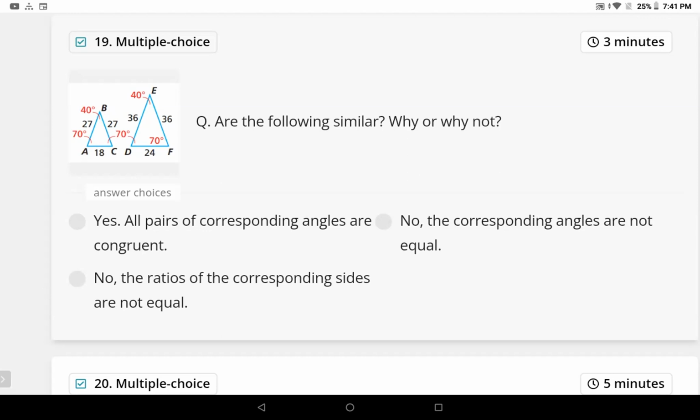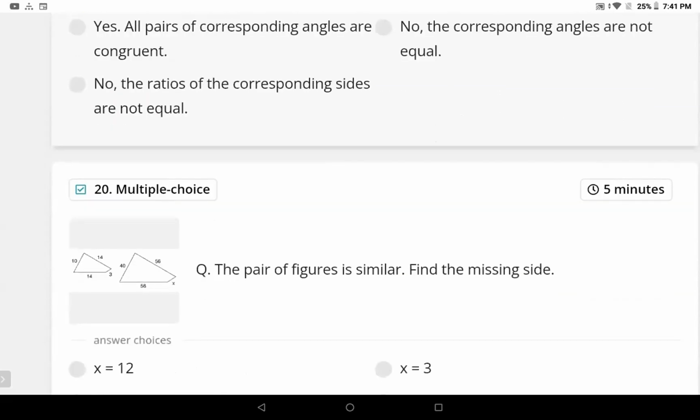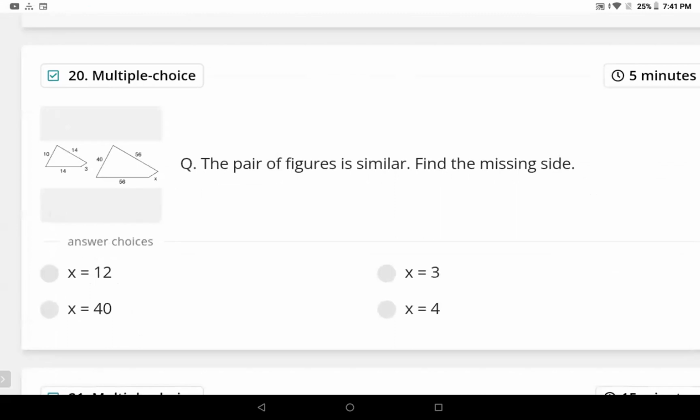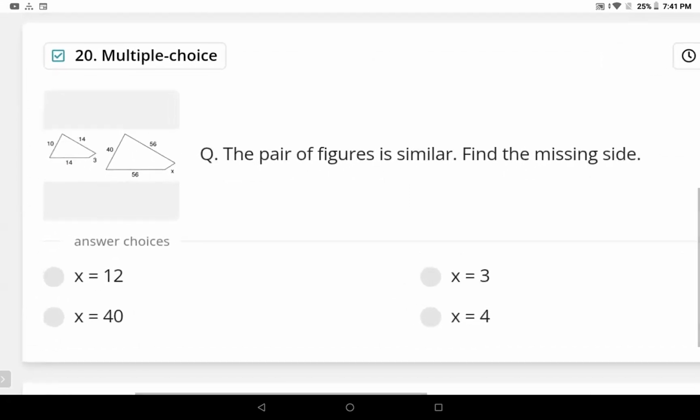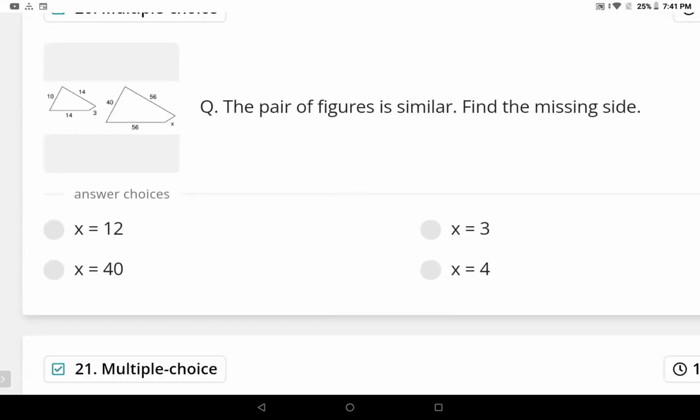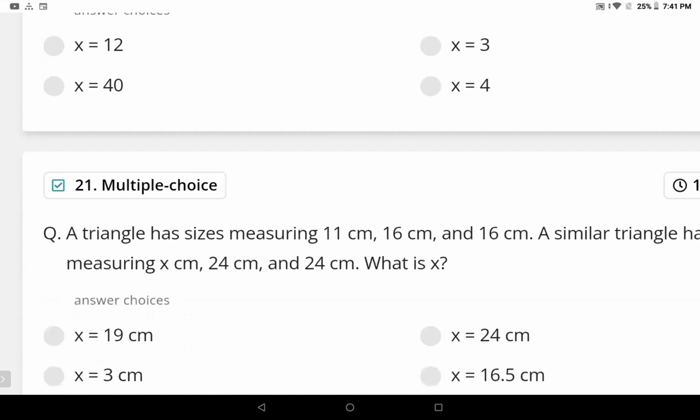Coming to BC is 27, EF is 36. Those are also, yes children, in proportion. So what we can say here, are the following similar? Yes. All pairs of angles are also congruent, right? Next. What is the shape then? It's a quadrilateral. So here 10 fours are 40. Ma'am, x is equal to 12 because it's raised by 4 times, 3 fours are 12, right? Everything raised 4 times.